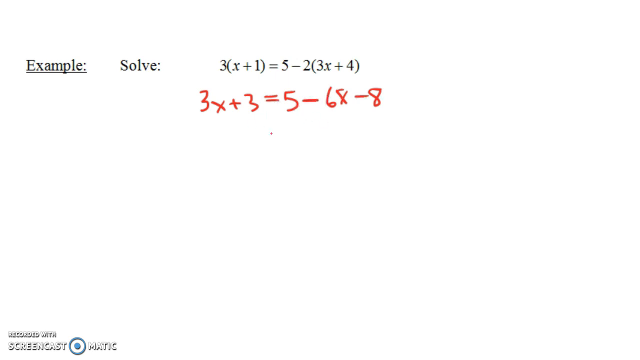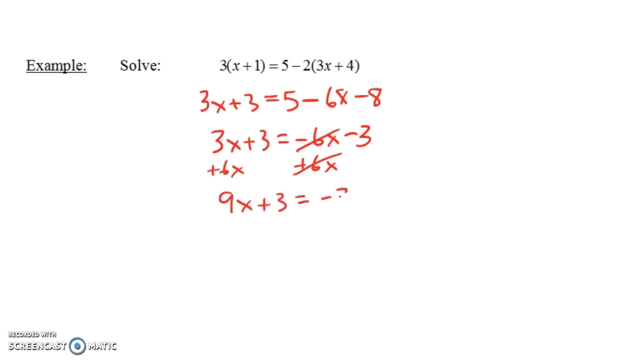Okay, now what are we going to do? Well, let's combine some of our like terms. We have a 5 and a minus 8. That's really minus 3. And we still have the minus 6x. We have minus 6x minus 3 on the right side. Okay, now let's gather our x's all together on one side. If we add 6x to both sides, since we have negative 6x there, what we're left with on the left side is 9x plus 3. On the right side we have negative 3.